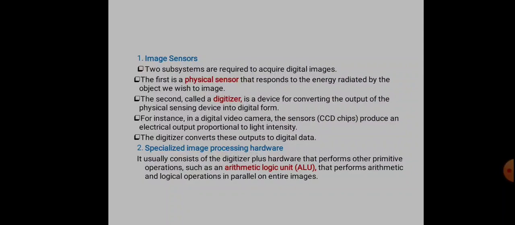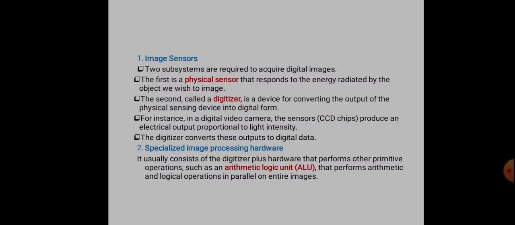You have to convert it to a digital form using a digitizer, which is nothing but an analog to digital converter. For instance, in a digital video camera, the sensors, which are nothing but CCD chips, produce an electrical output proportional to the light intensity. So based upon the light intensity, it is able to produce the electrical output. After that, you use the digitizer to convert that output into digital data.